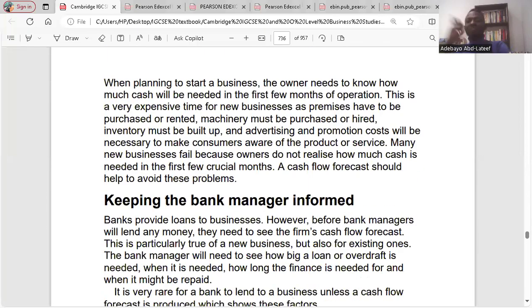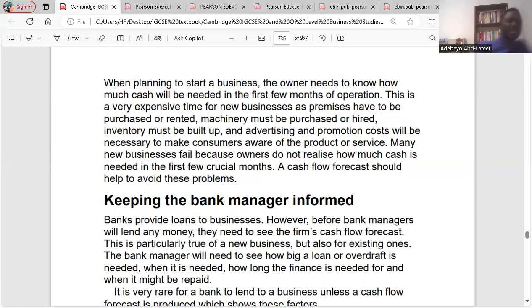When planning to start up a business, the owner needs to know how much cash will be needed in the first few months of operation. This is a very expensive time for new businesses, as premises have to be purchased or rented, machinery must be purchased or hired, inventory must be built up, and advertising and promotion costs will be necessary to make customers aware of the product or service. Many new businesses fail because owners do not realize how much cash is needed in the first crucial months. A cash flow forecast should help to avoid these problems.